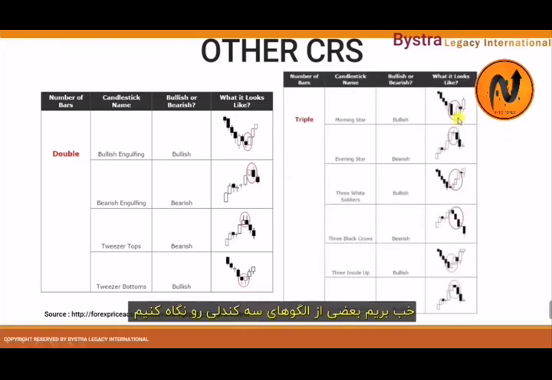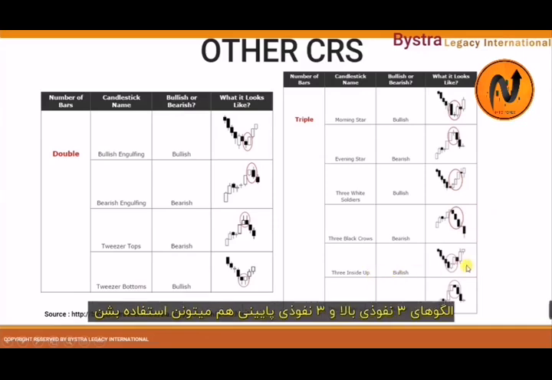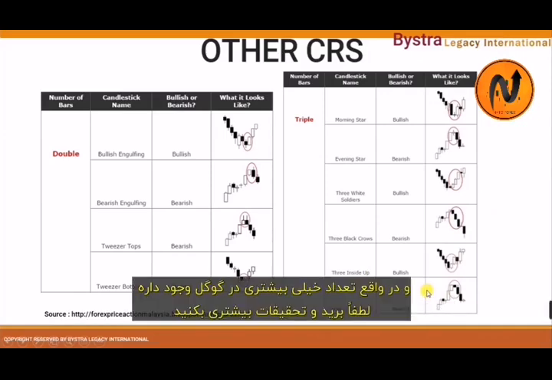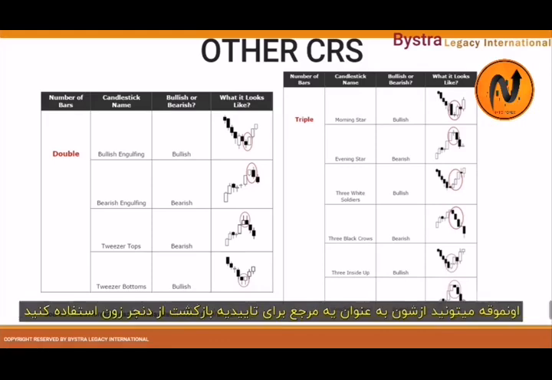Now let's look at some of the triple candlestick patterns, which are called the morning star, evening star, the 3 white soldiers and the 3 black crows. These are also among the most common CRS that we'll be using. Three inside up and three inside down can also be used. And there are actually a lot more on Google. Please go and do further research. Familiarize yourself with some of the CRS patterns, then you can use them as a reference for our confirmation of rejection for our danger zone.